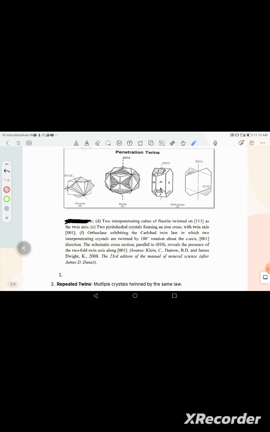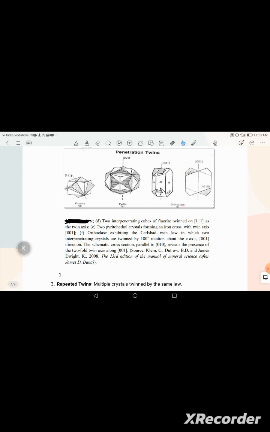Then comes orthoclase exhibiting Carlsbad twin. This is the Carlsbad twin we generally see in the monoclinic, in which two interpenetrating crystals are twinned at 180 degrees about the C axis. This is the C axis 0, 0, 0, 1, and this is the same orthoclase crystal 0 0 1.